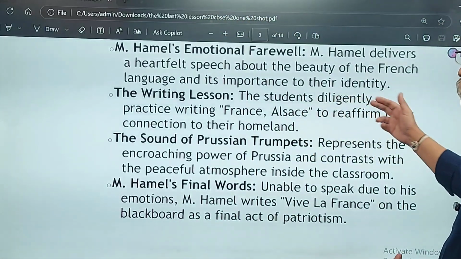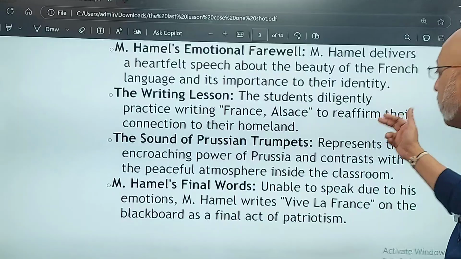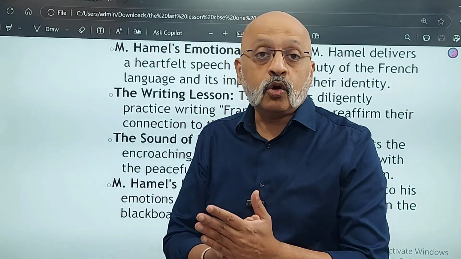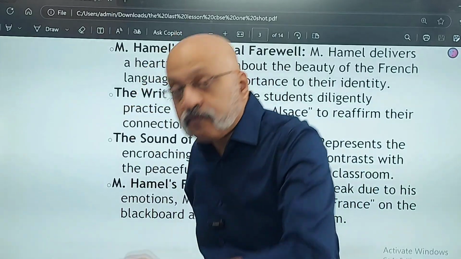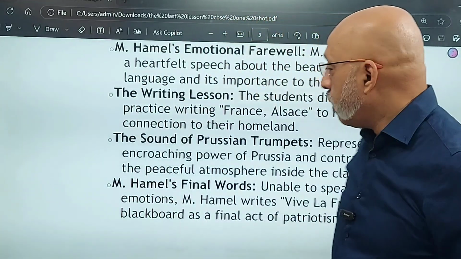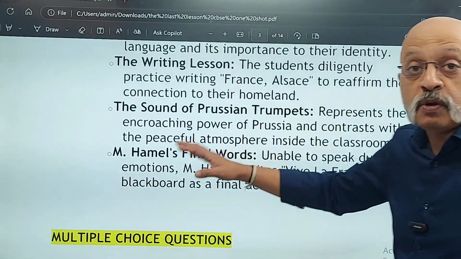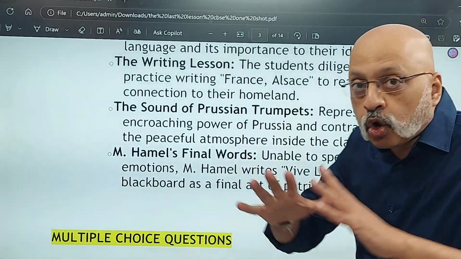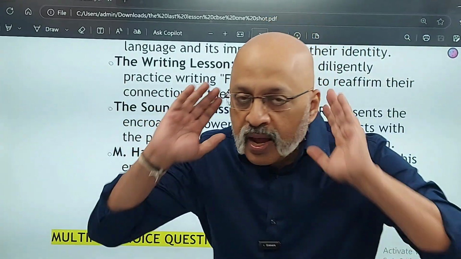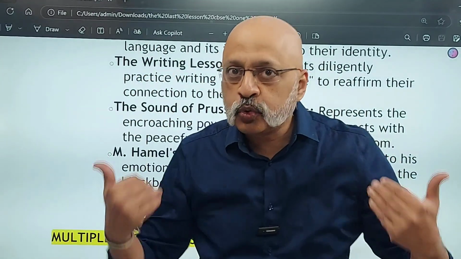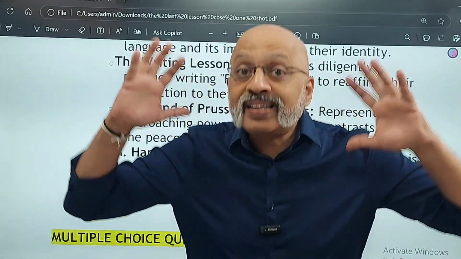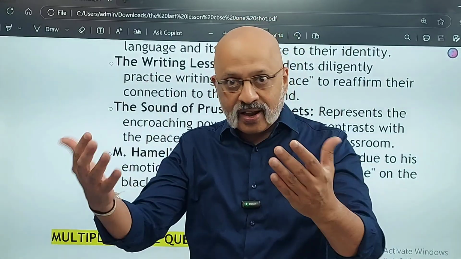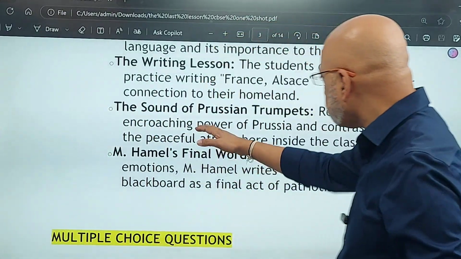Then the writing lessons: the students practice writing to reaffirm their connection to their homeland. They're writing it again and again in their notebook because they want to emphasize their connection to their motherland. Then the sound of the Prussian trumpets. This is important. It represents the encroaching, because they are coming over there. In terms of sound and visual imagery, they are completely taking over Alsace. That's what it signifies. They are there in your face.